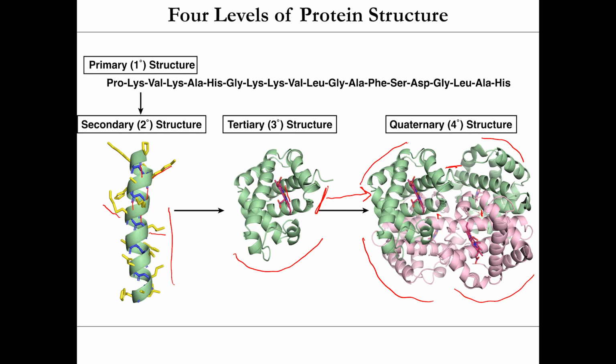So those are the 4 levels of protein structure: primary, secondary, tertiary, and quaternary. And today we'll talk about tertiary and quaternary structure.